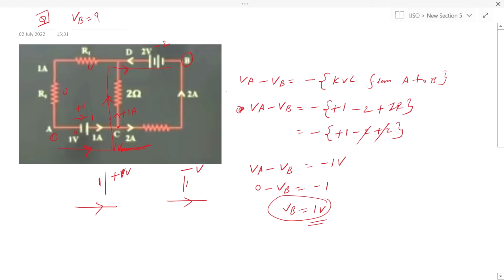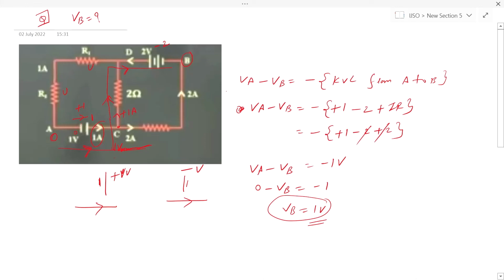आ रहा है कि बाउंसर गया? From where did you get current? Current they have already given ना, ये रहा 1 ampere. Okay. And how is VA 0?